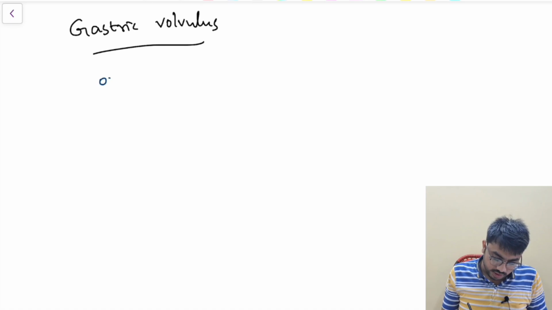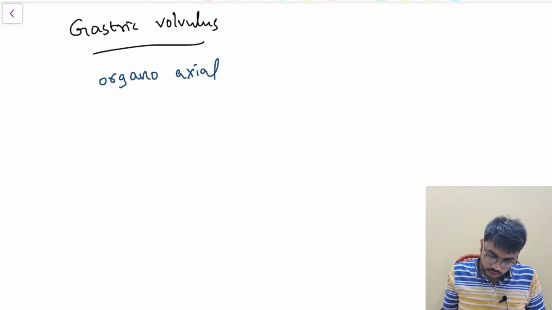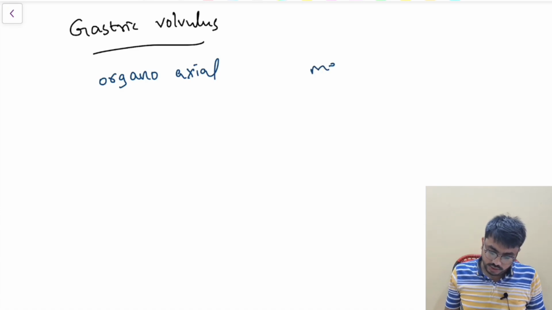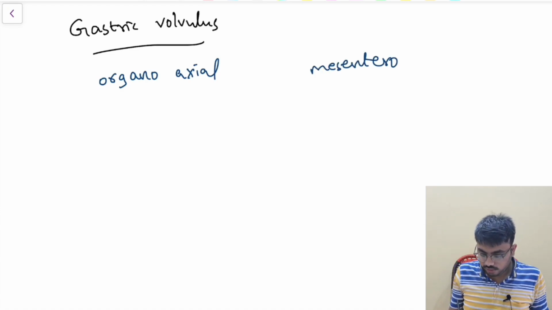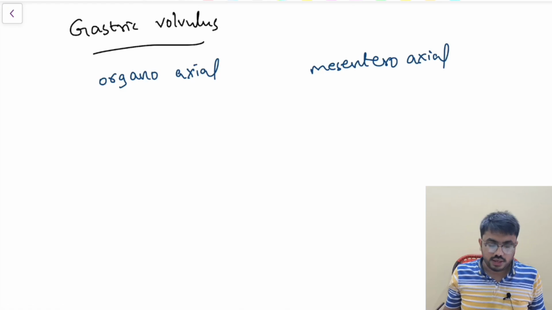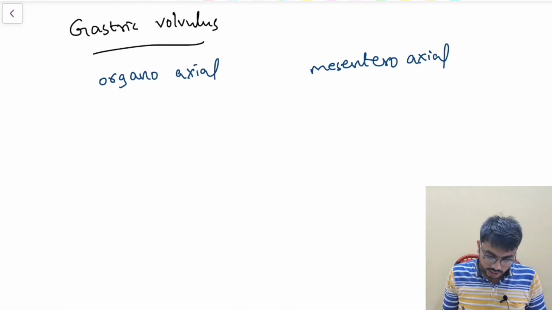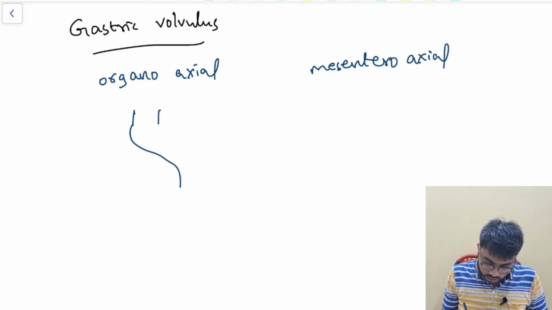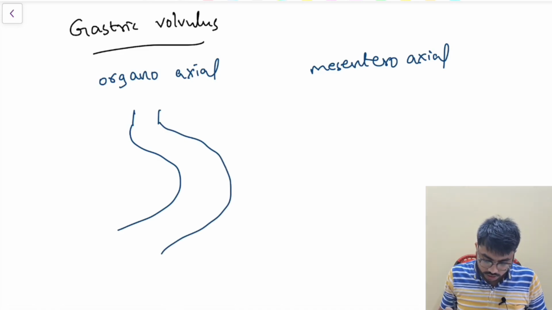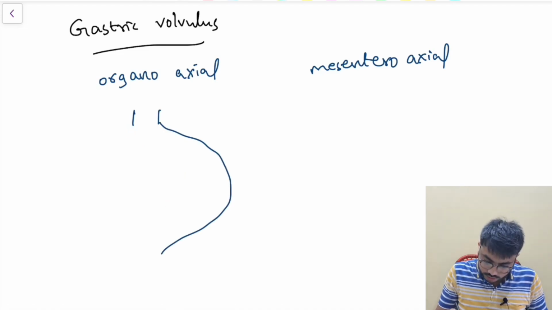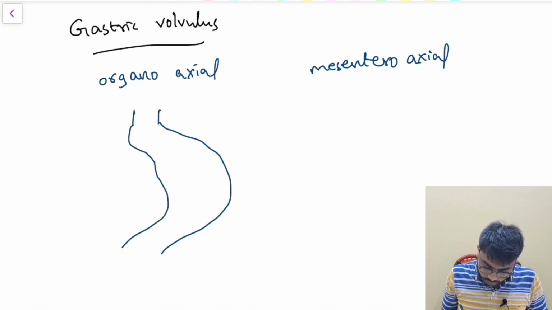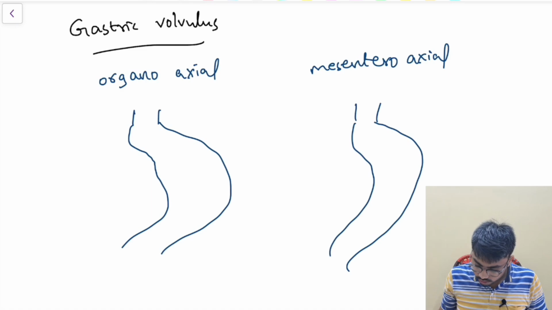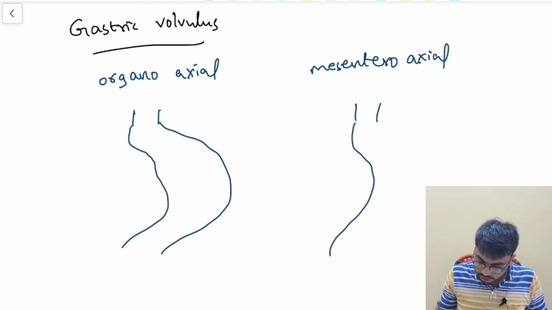What are the two types? First type is organoaxial type. And the name of the second type is mesenteroaxial type. Under the first type, which is organoaxial, let us draw the stomach first. I am poor at drawing, please don't mind. Just a second. Okay, this is your stomach.